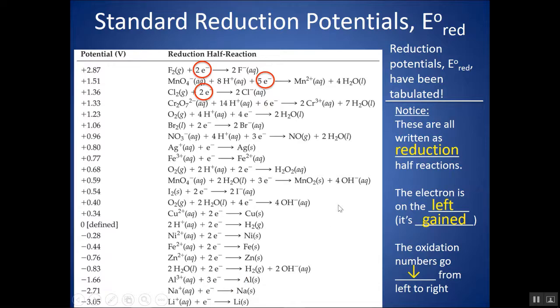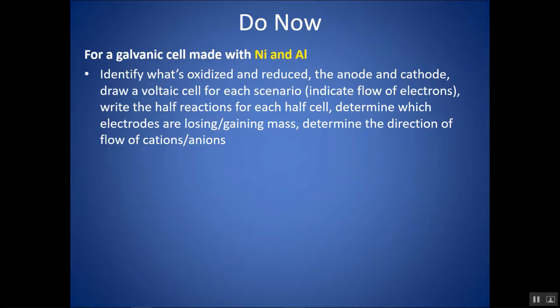So let's start talking about this. Let's do an example so we can actually see how to use this chart and how to take these half reactions off of this chart. So let's say you need to make a voltaic or a galvanic cell. Those are synonyms of each other. And all I'm telling you is I'm giving you that chart, and I want to make a voltaic cell out of nickel and aluminum. That's what I want as my materials. And I want to answer all these questions about it: what's oxidized, reduced, what's the anode, what's the cathode, drawing a cell.